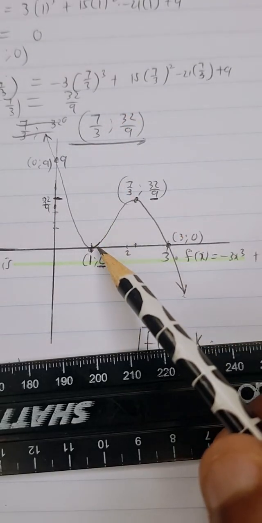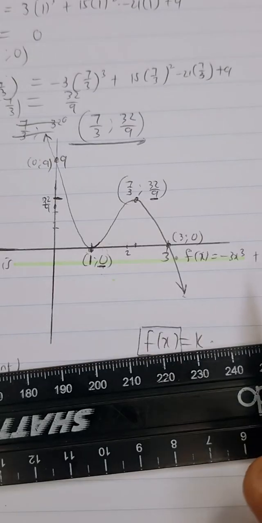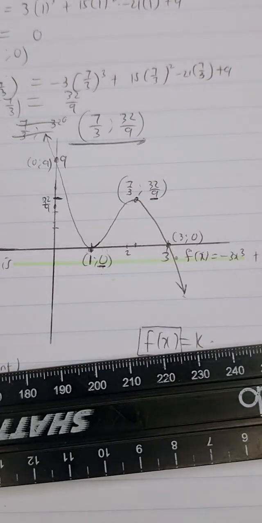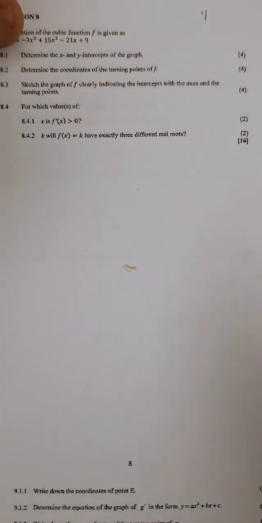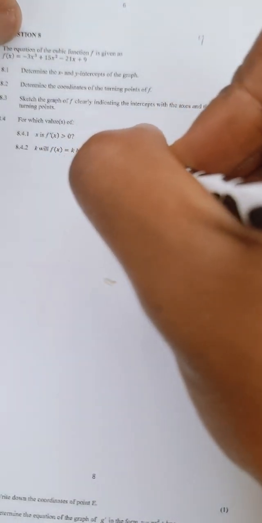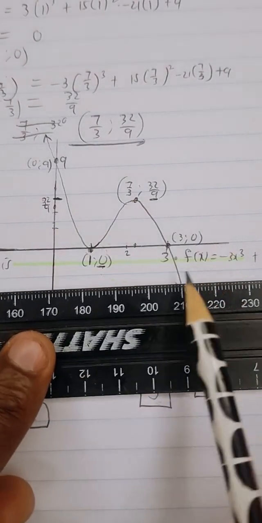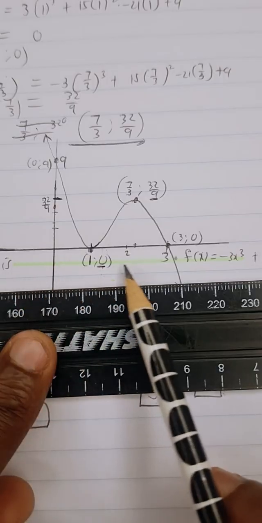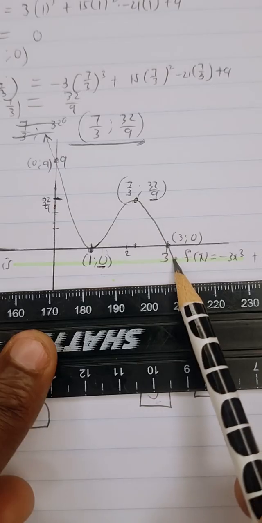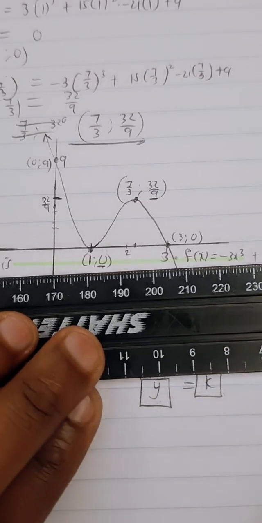This is when y is less than 0, or we can say this is when k is less than 0. For a situation where we are saying for which values of k will f of x equal to k have, let's say, exactly one real root, then we would have known that this horizontal line cuts the function only at one place. That's one real root. When we cut at one place with a horizontal line, that's one real root.